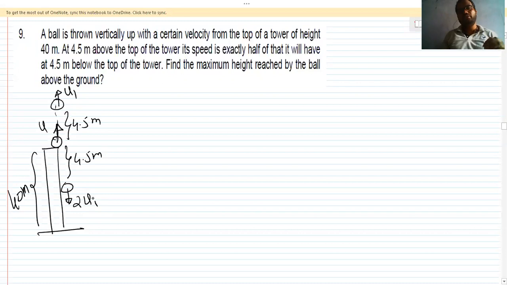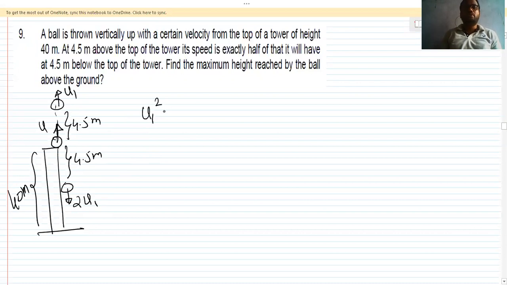It has a velocity at the top. At 4.5 meters exactly, it will have half of that. At 4.5 meters below the top of the tower. So this is the given situation. Just apply the two equations.